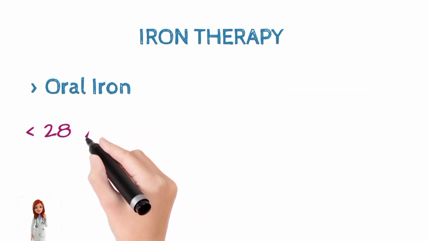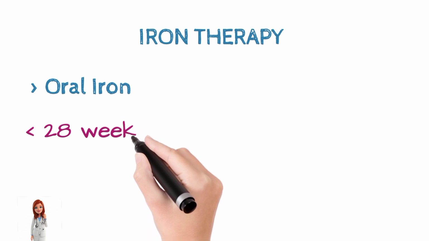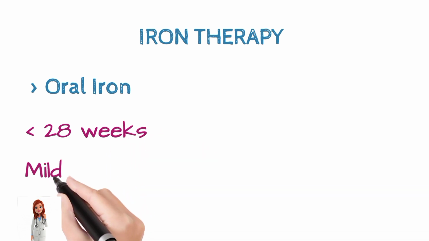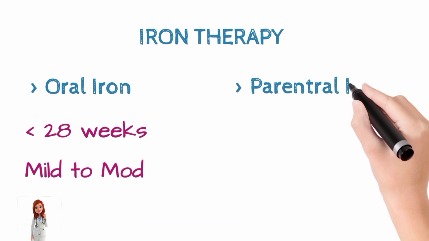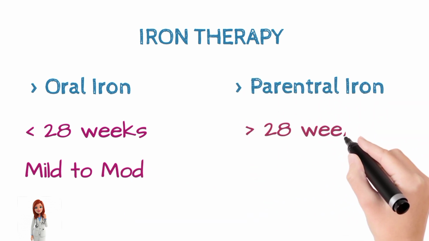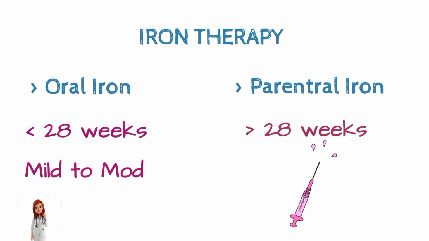Oral iron is given to the patient if she presents at less than 28 weeks or she has a mild to moderate anemia. Parenteral iron, on the other hand, is preferred if the patient is presenting at greater than 28 weeks.